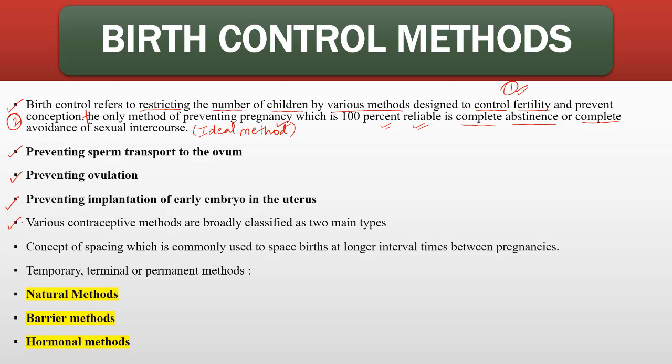Now coming to the next, various contraceptive methods are broadly classified into two main types. Contraception means to avoid conception, and conception basically results from sexual intercourse. Now the act of sexual intercourse cannot always be avoided, but the products of sexual intercourse can be avoided by not letting fertilization happen.